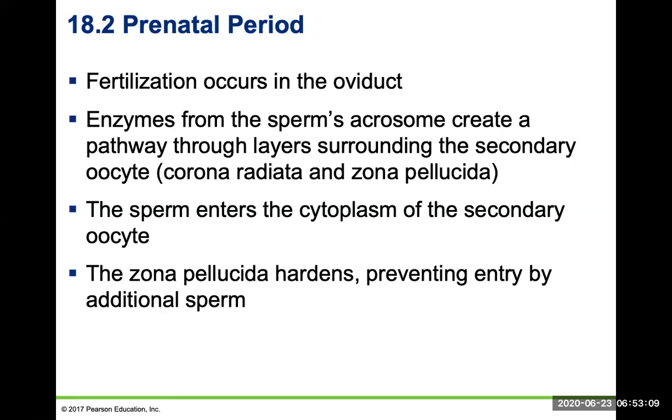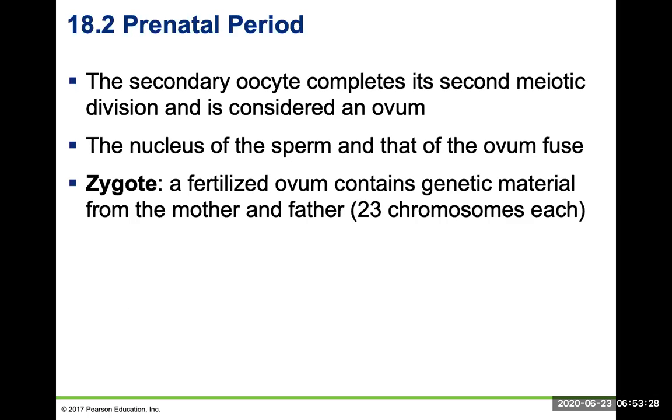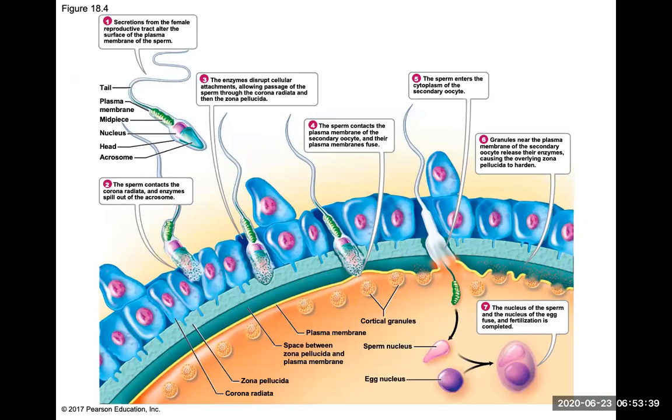Fertilization occurs in the oviduct, and that's when enzymes from the sperm's acrosome create a pathway through the layers to get into the cytoplasm of the secondary oocyte. The zona pellucida of the egg itself hardens, preventing entry of any other additional sperm. A zygote then is a fertilized ovum containing genetic material from the mother and the father, 23 chromosomes each, so we get 46 total. So here's a look at what happens when the sperm reaches the egg, and again, the head will fuse with the plasma membrane and release the genetic material.